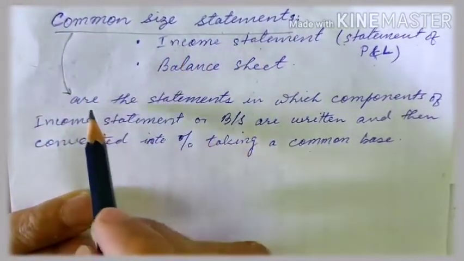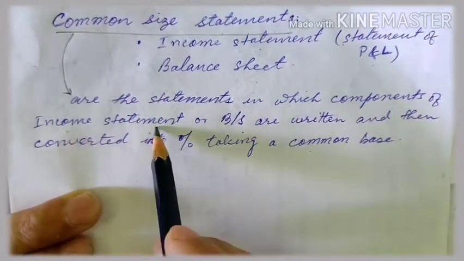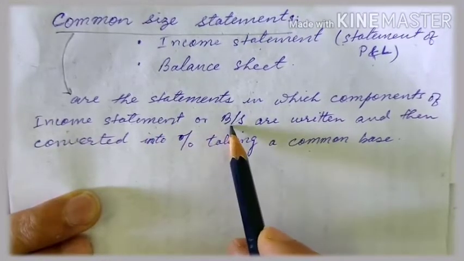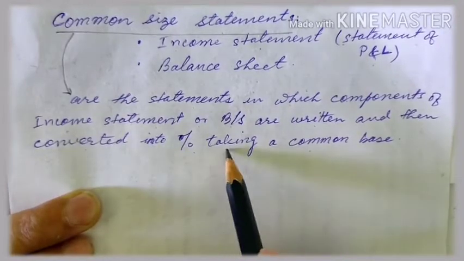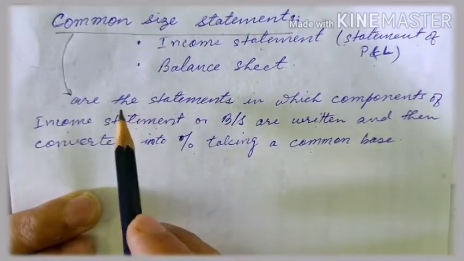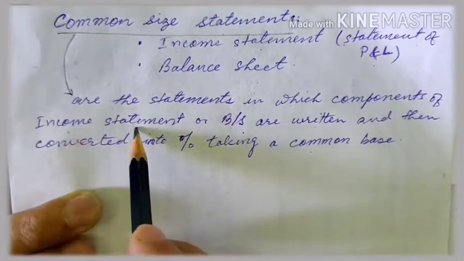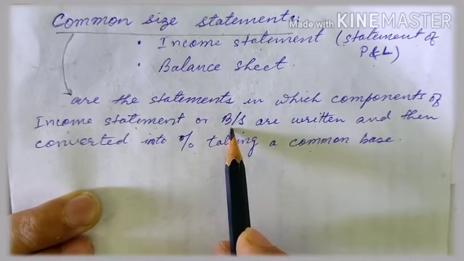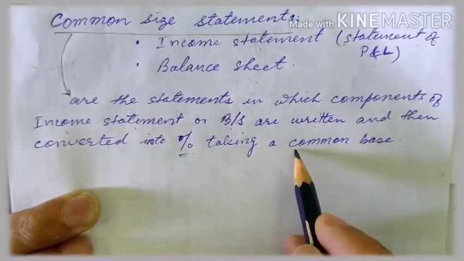Common size statements are the statements in which components of income statement or balance sheet are written and then converted into percentage, taking a common base. What you do in common size statement is you take 1 year, 2 years or more years income statement or balance sheet and then find out the value of each of the items and convert the value of each of the items into percentage, taking a common base.